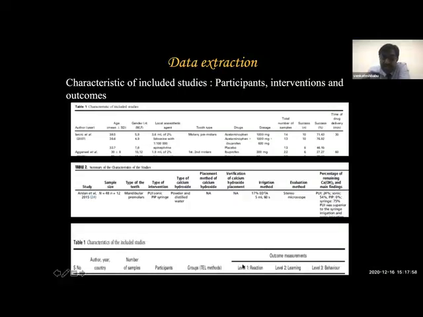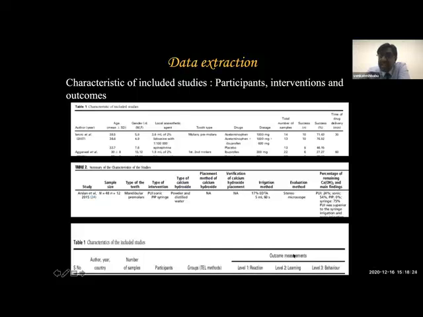If you see this third table, this is one of the studies where education has been compared, the traditional education method with the technology enhanced method. So here author, year, and country, number of samples, participants, the students, which year they were involved, groups, what are all the technology enhanced learning methods will be the groups.